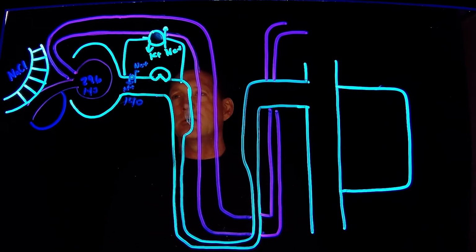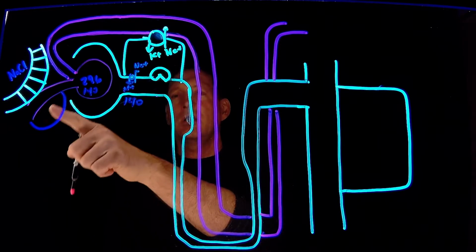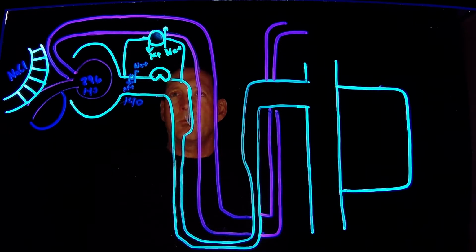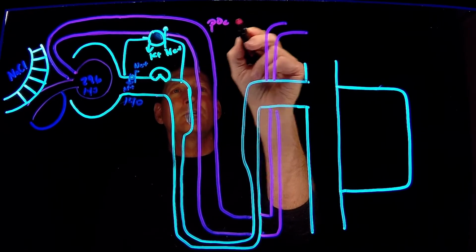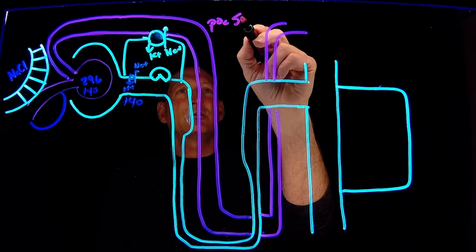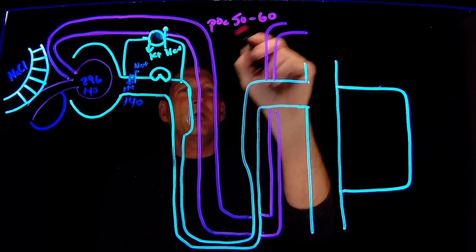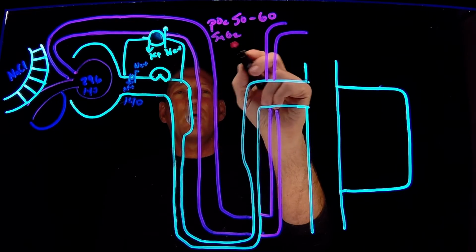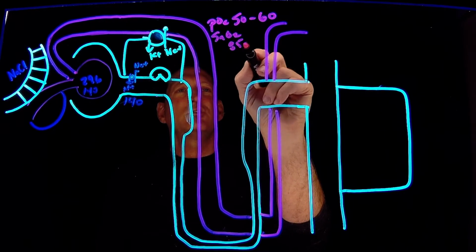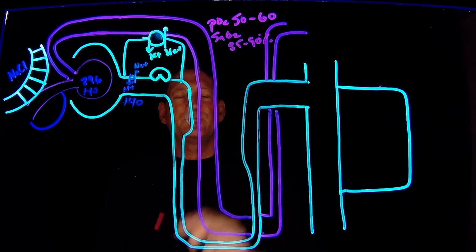So if we look at arterial blood coming in to the kidney, let's say my SaO2 is at 100 and my PaO2 is at 100. By the time I get into here, my PO2 is about 50 to 60. So here it's about 50 to 60, that's your PO2, and that would make your SaO2 about 85 to 90%, all right?